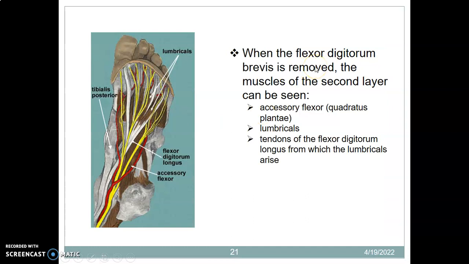Then, when the flexor digitorum brevis is removed, what do you see? The second layer of the muscles of the foot. So you have quadratus plantae. You have your lumbricals on the tendons, and the tendons of flexor digitorum longus where lumbricals arise. So that's what you see when you remove the flexor digitorum brevis. You have the quadratus plantae or the accessory flexor, and flexor digitorum longus, going as long tendons to the digits with lumbricals originating from the tendon of flexor digitorum longus. So that's the second layer.